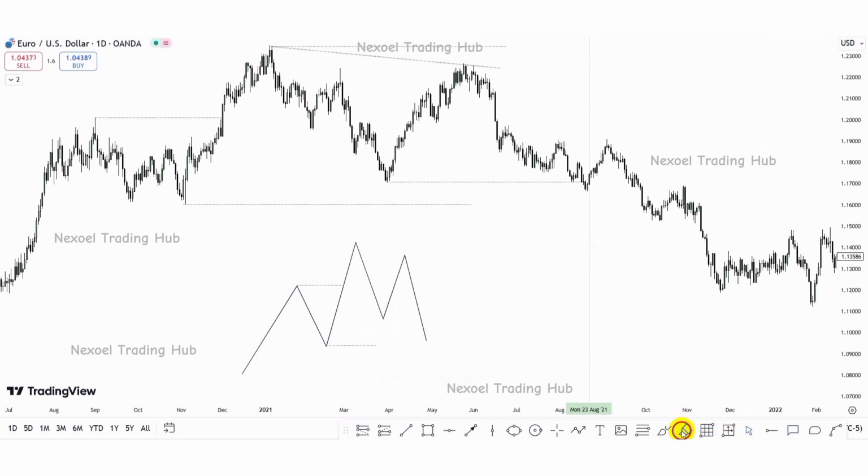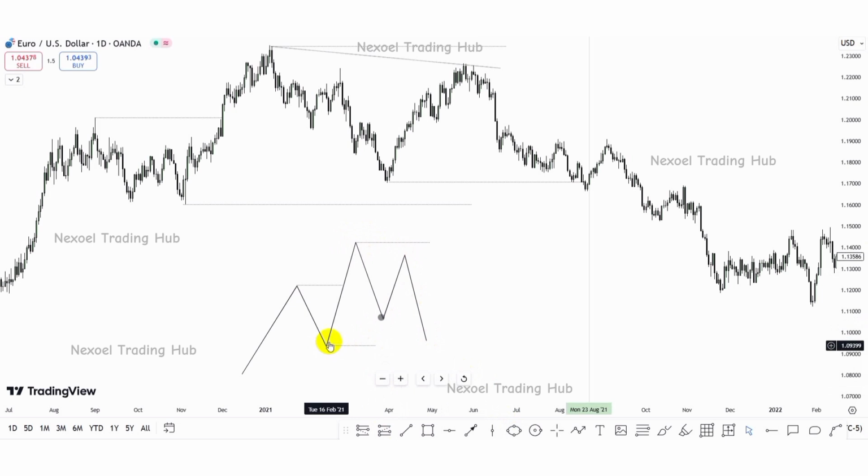Let's mark out this newly created low point. The expectation is to take out the high resting above this high. So we want to see how it takes this out so that we can see further bullish continuation.